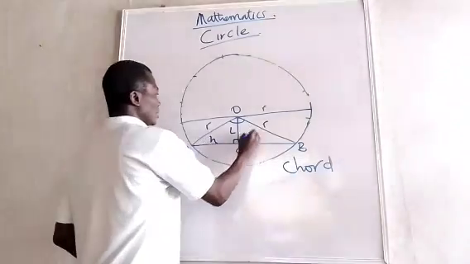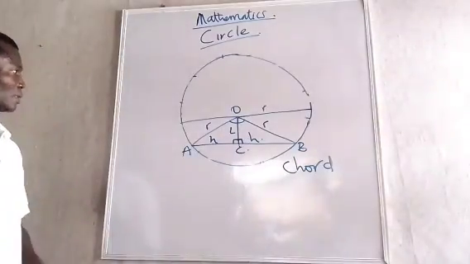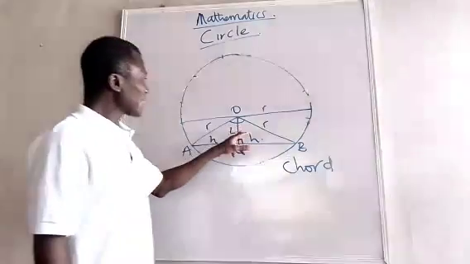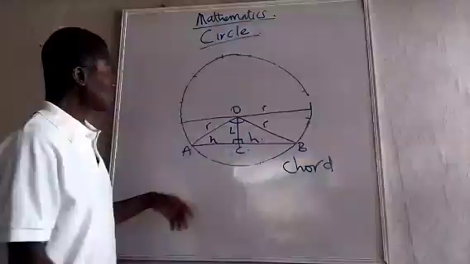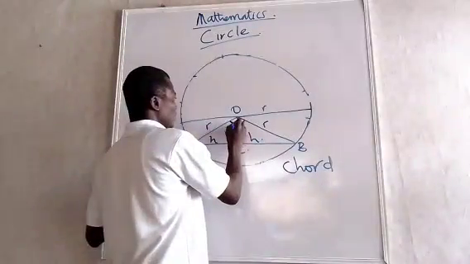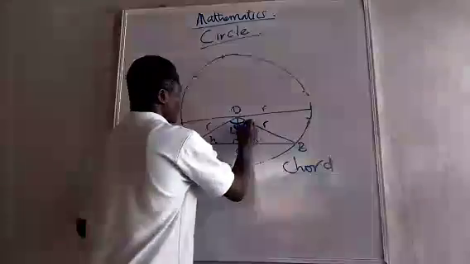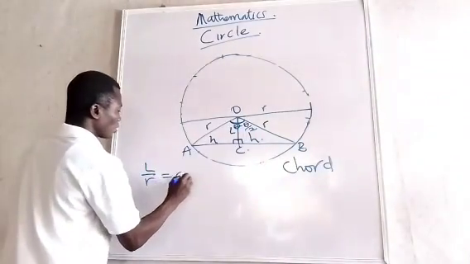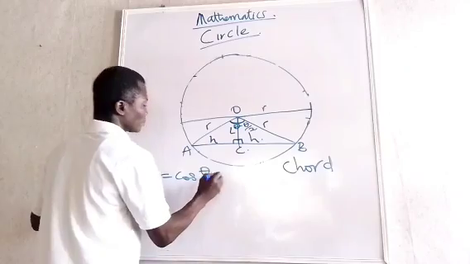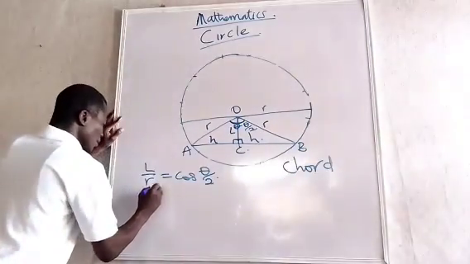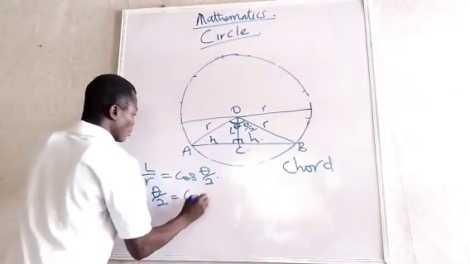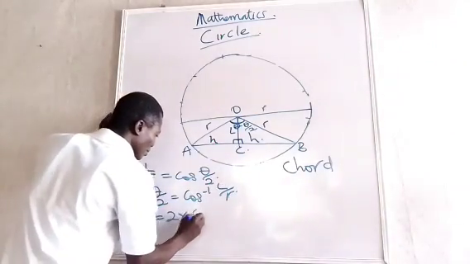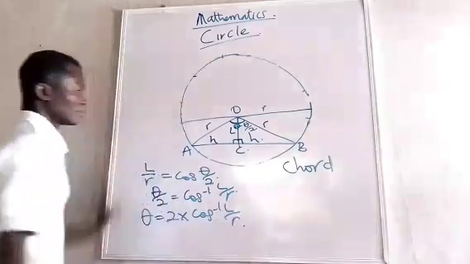Let's make it H and H. So with this now, if I have L, I know R, I can easily find this angle. And what is this angle here? Let me give this angle theta. So it means that this angle will be theta over 2. So L over R will be equal to cos theta over 2, which means that theta over 2 will be equal to arccos L over R. So theta will be equal to 2 times arccos L over R. That is one possible calculation.